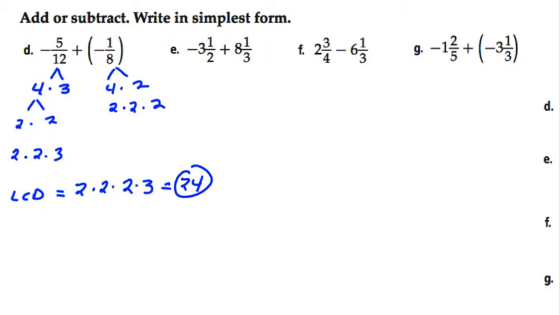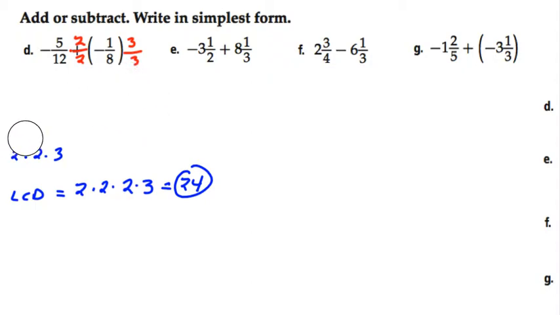So what do we need to multiply 12 by to get 24? Well, we have to multiply it by 2, right? So the top also gets multiplied by 2. How about the 8? 8 times what gives us 24? Well, 8 times 3 gives us 24. So there's what we need to multiply by. Let's go ahead and erase some of this and get it out of our way so we have room to work.